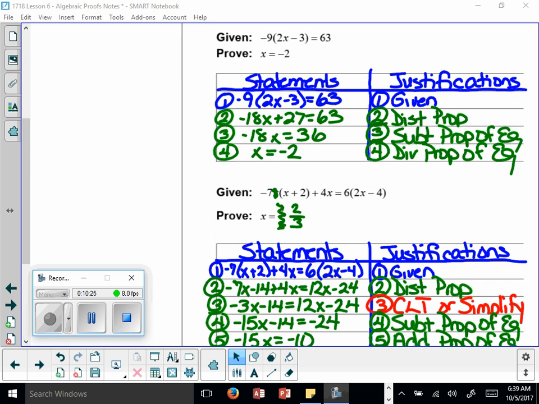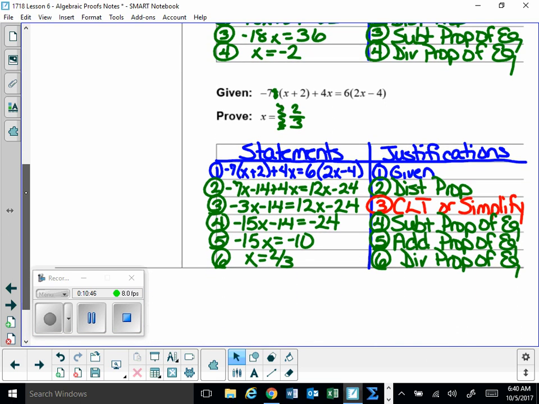Okay, let's take a minute to look at both of these. The first one I asked you to work on involved the distributive property. Really watch your integer rules as you're doing that, because once you mess up the integer, you mess up the problem and it's not going to work out.